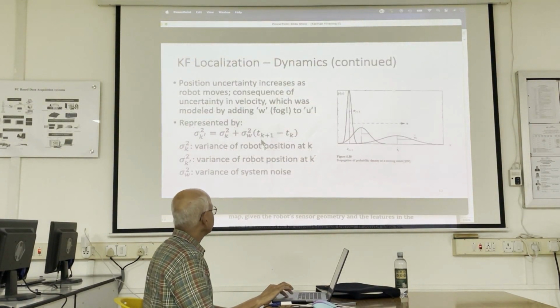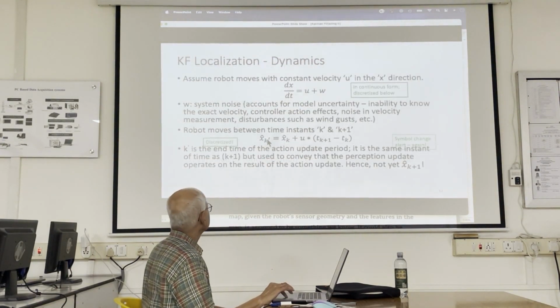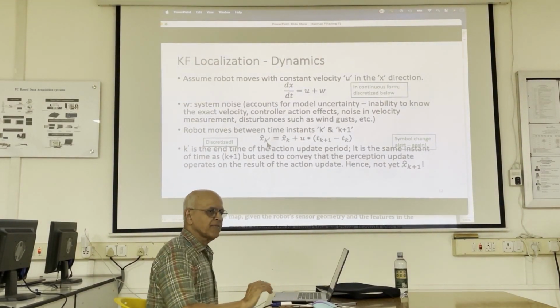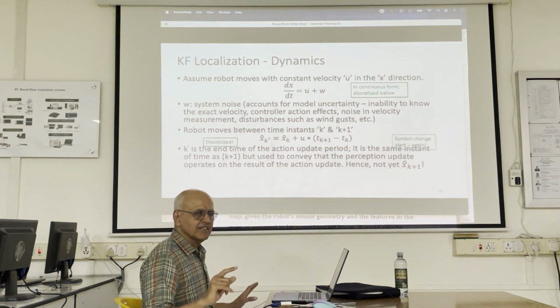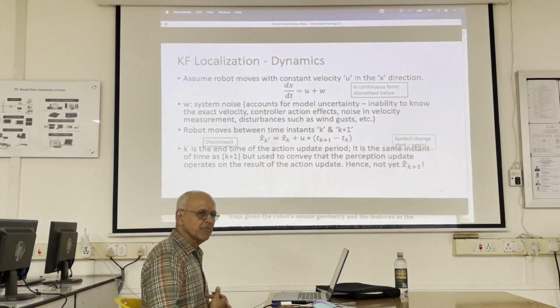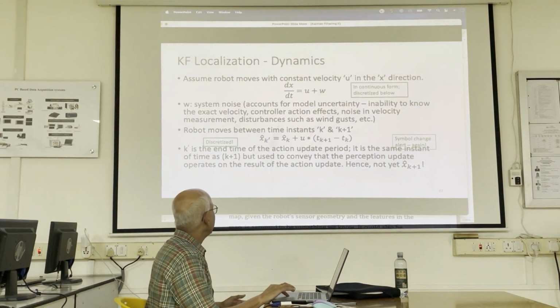So estimate, I keep pressing. The estimate at K prime, now you're saying, okay, where did this K prime come from? It's unfortunate. Different books use different symbols, right? And in engineering, we have this constant problem, we have to deal with it. So X, the estimate at K prime.